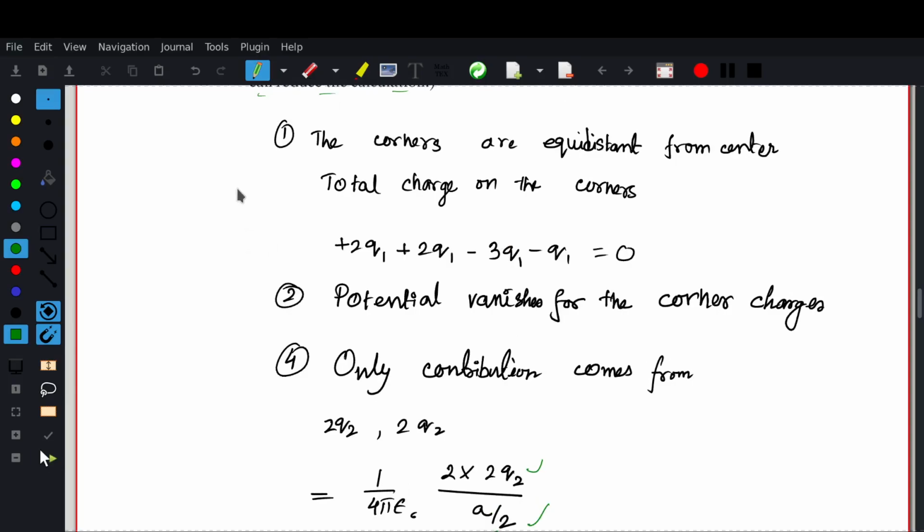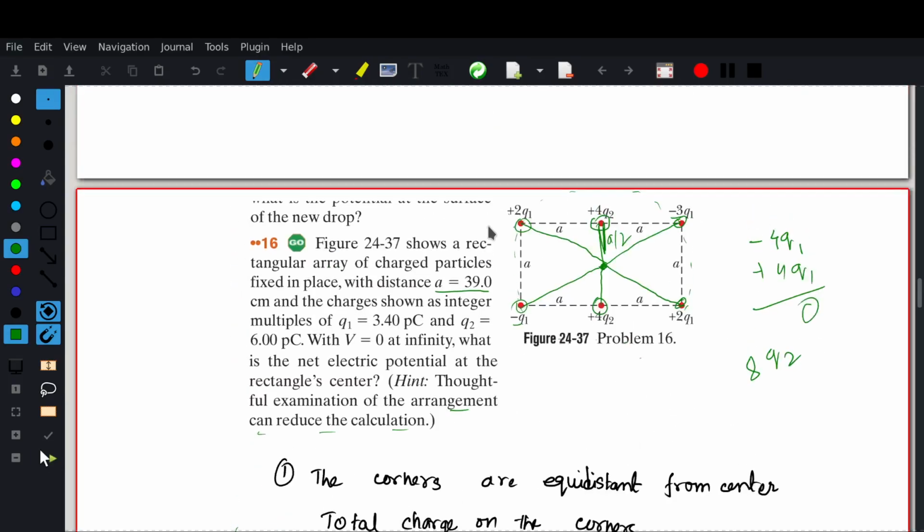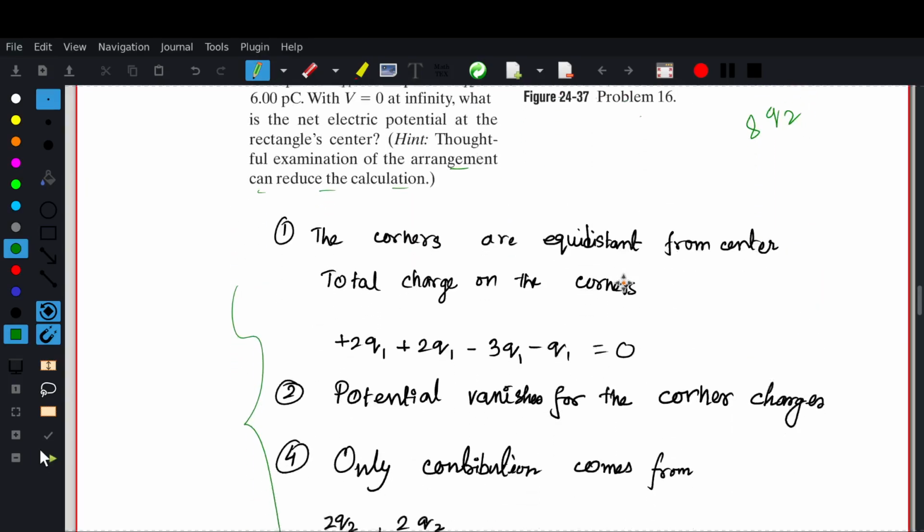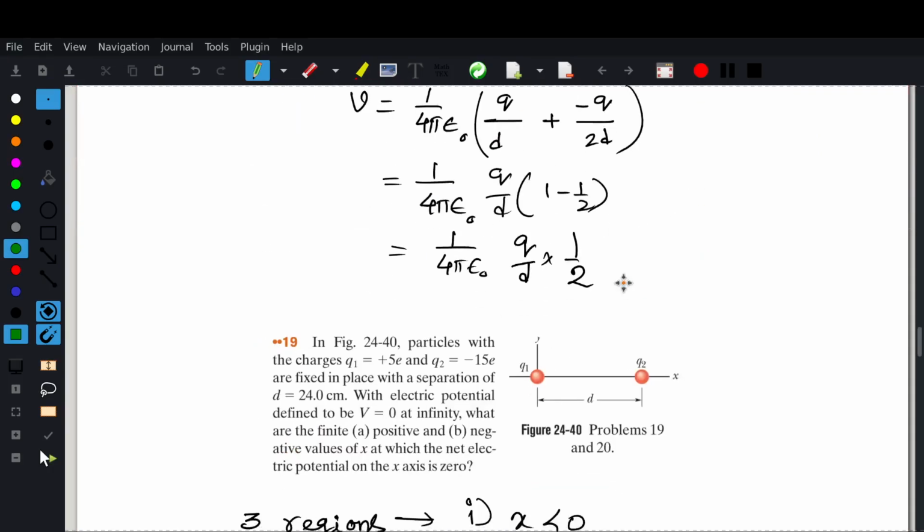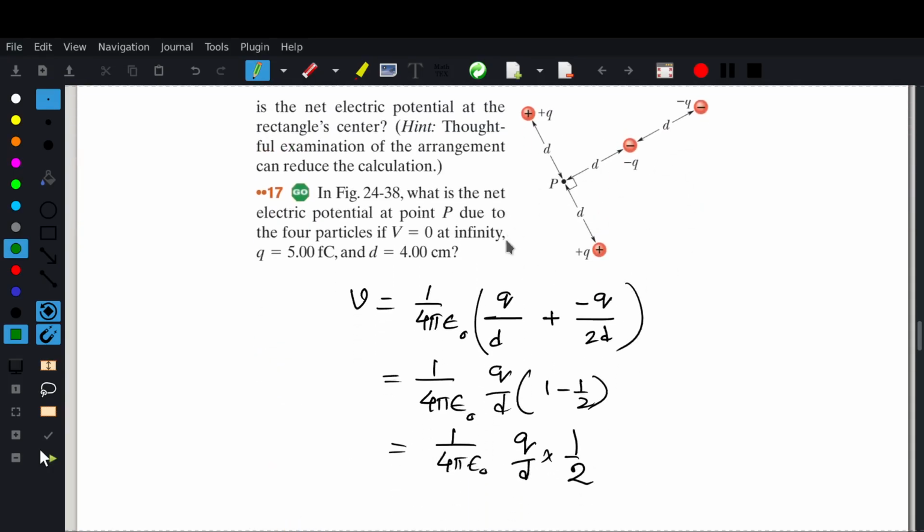And yeah, I have written all this stuff, but you could have done this just by eyeballing it. You don't have to write anything. Okay, so similarly, there is some other charge distribution. Don't look at this one. This is some other problem's part.